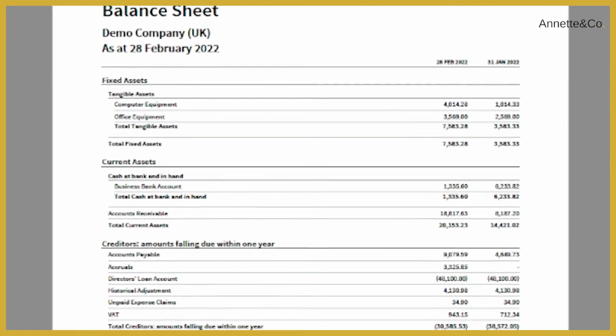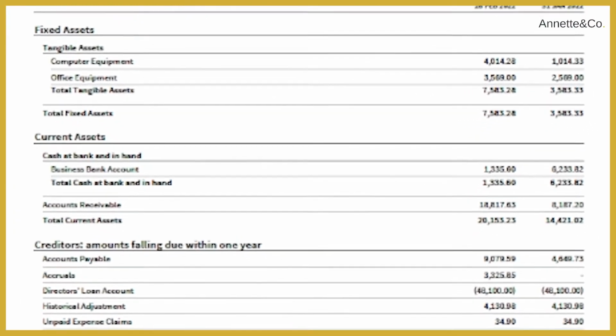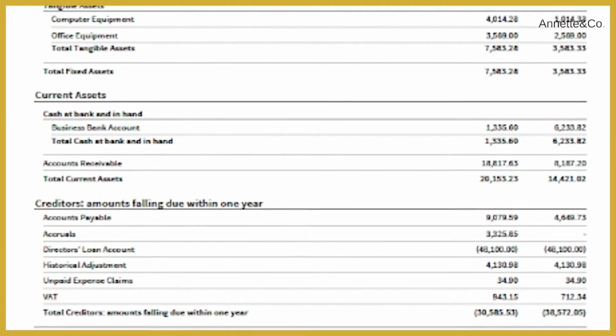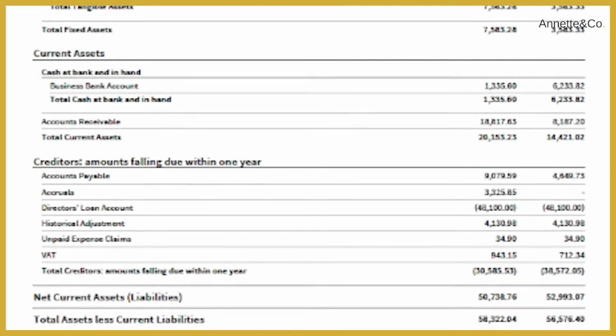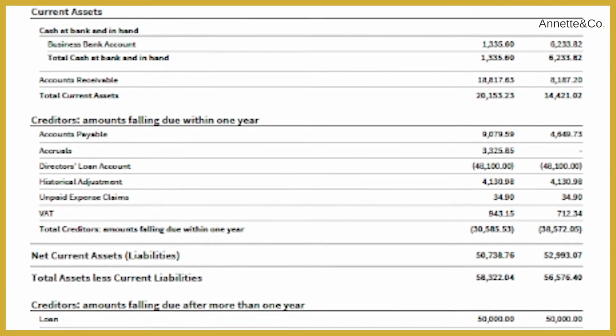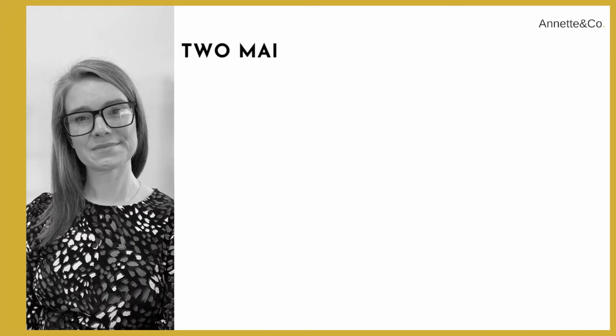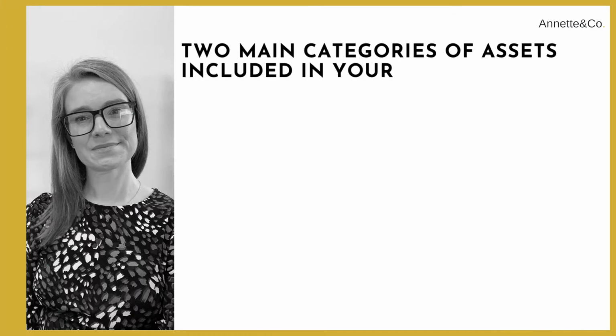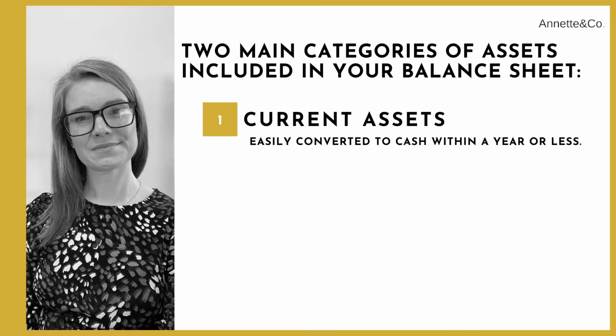The assets section of the balance sheet is typically shown at the top, and it breaks down what your business owns of value that can be converted into cash. There are two main categories of assets included in your balance sheet. Current assets. These are those that are easily converted to cash within a year or less.